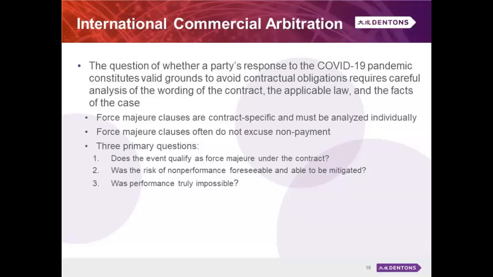One, is the event a qualifying force majeure event? Two, could a party foresee the non-performance and take steps to try to avoid the impact? And finally, was the performance truly impossible or just more difficult than we would have wanted?